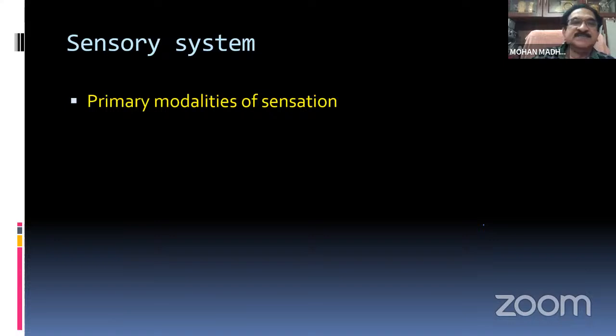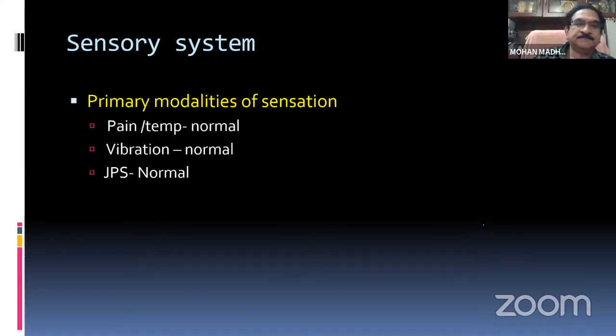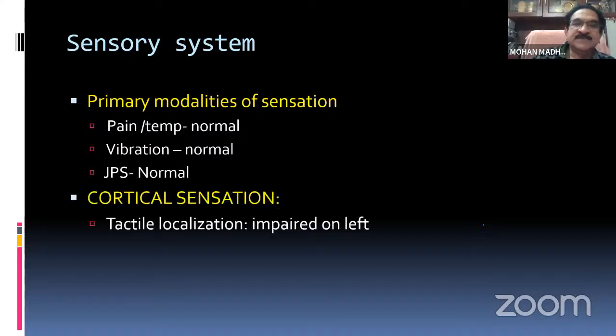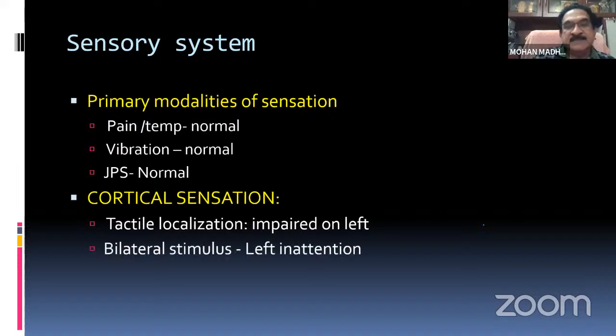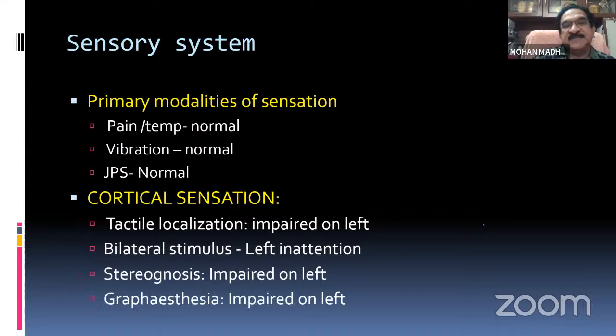Now coming to the sensory system, primary sensations were normal. Cortical sensation was impaired on the left side. Tactile localization was impaired. Bilateral sensory stimulation showed inattention, and stereognosis was also impaired on the left side. Graphesthesia was impaired on the left side. So this indicates a right parietal lesion.